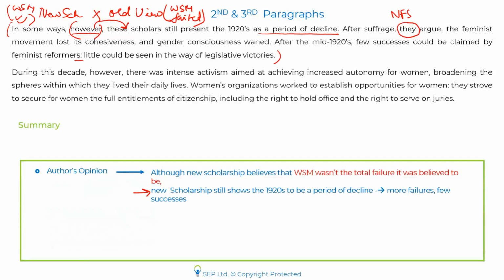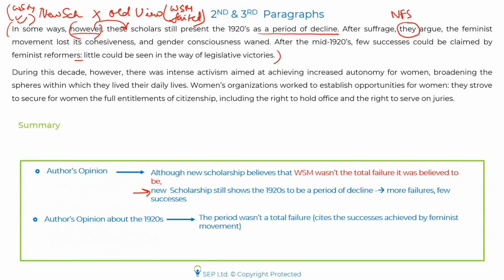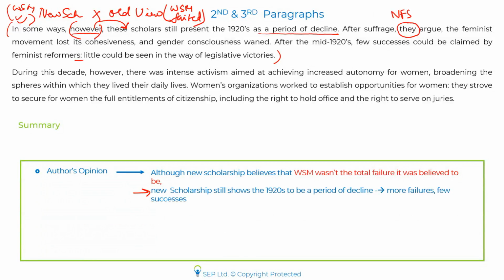So all in all, this short paragraph is telling us about the author's opinion. The author's opinion is about the new scholarship, and the new scholarship believes that the 1920s really wasn't that great. So now you are likely to think that perhaps in part it agrees with the old view. It definitely challenges some concepts of the old view, but here we have it also partly agreeing with the old view. Let's move on.